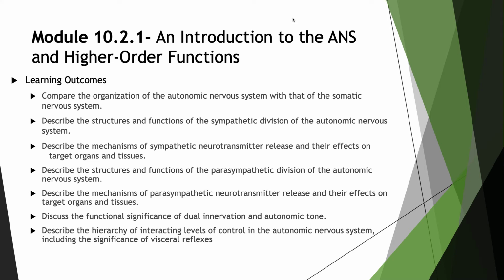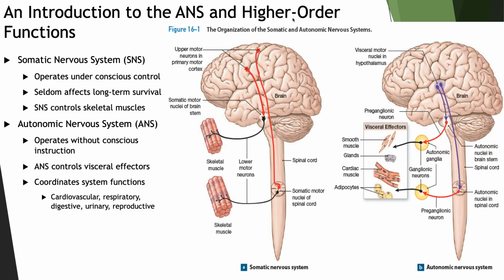Hey everyone, welcome to the PowerPoint and lecture module for module 10.2.1. Here we'll focus on the autonomic nervous system, also known as the ANS, which will adjust your basic life support systems without your conscious control. In the next section we'll also consider aspects of higher order functions such as consciousness, learning, and intelligence. Then finally, we'll look at the effects of aging on the nervous system and conclude with an overview of interaction between the nervous system and other body systems.